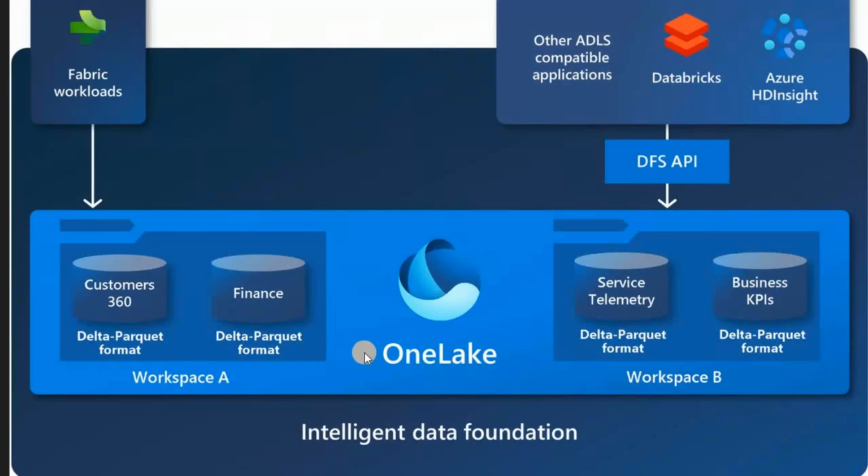OneLake is open by design. It is built on Azure Data Lake Storage Gen 2, so it supports structured and unstructured data. All your data from SQL warehouses to Spark lakehouses is stored in the Delta Parquet format. That means the T-SQL users, Apache Spark developers, Databricks users, HDInsight users all can work on the same data without making copies or converting formats. You can even access OneLake using existing ADLS Gen 2 tools and APIs, just like you do with other Azure storage accounts.